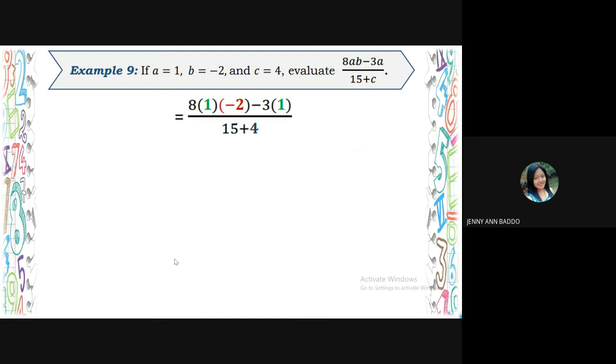Simplifying, we have 8 times 1 is 8, times negative 2 is negative 16. Then, negative 3 times 1 is negative 3, over 15 plus 4. Combining the numerators, we have negative 16 minus 3, that's negative 19. Over 15 plus 4 is 19. And negative 19 divided by 19 is negative 1.